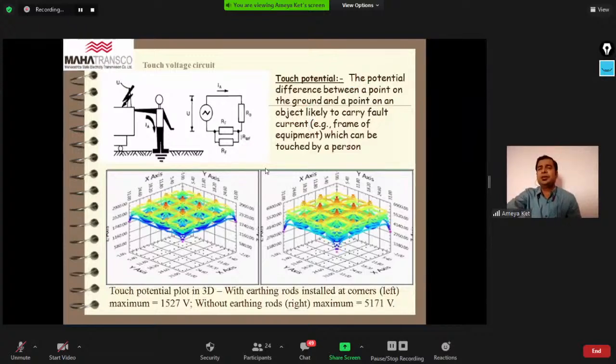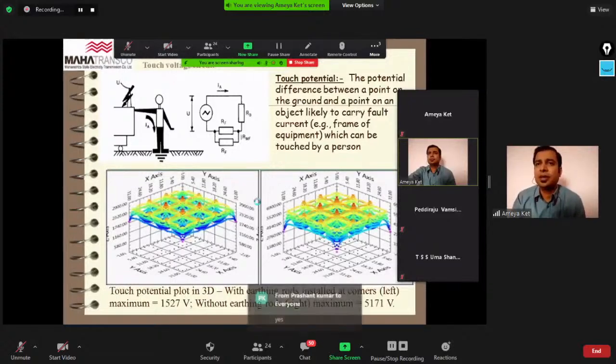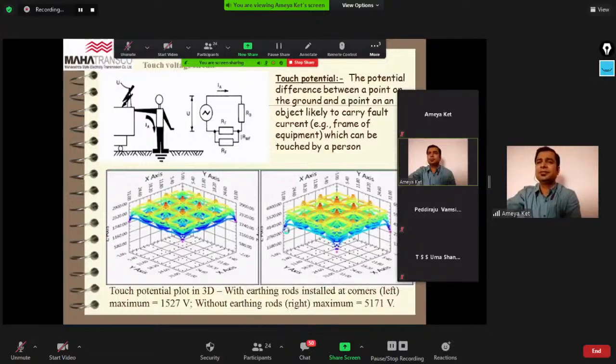So moving ahead. Yeah, some delay in the selection. Just wait for a while. We will be moving to the next slide then.